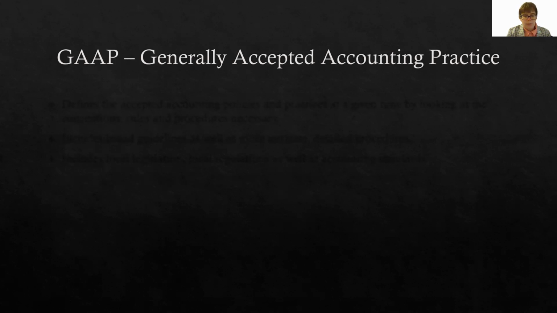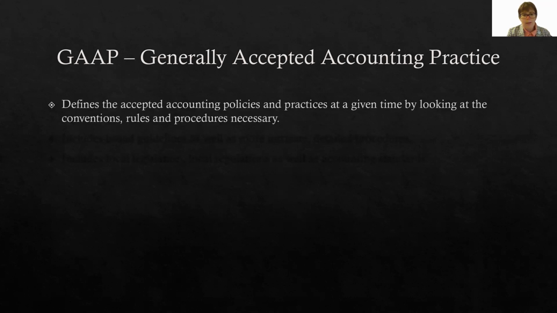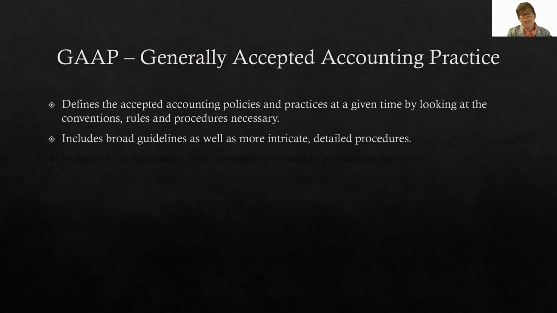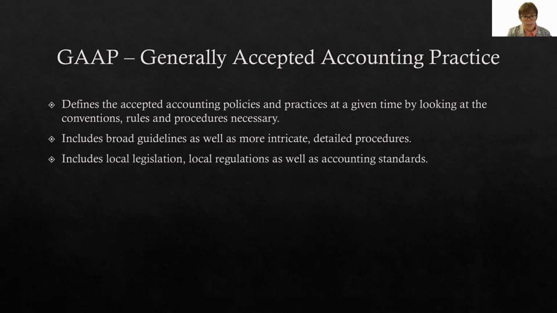Something that you may have heard of is the GAAP, which stands for Generally Accepted Accounting Practice. The whole idea of this is that it defines the accepted accounting policies and practices at a given time by looking at the conventions, rules, and procedures which are necessary. It indicates broad guidelines as well as more intricate, detailed procedures. It includes local legislation, local regulations, as well as accounting standards.